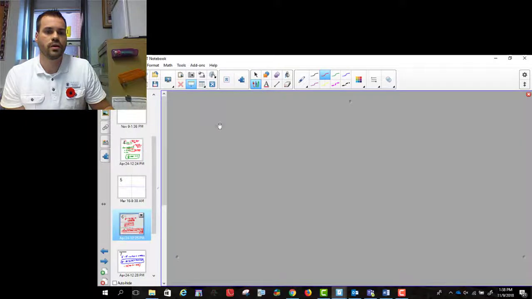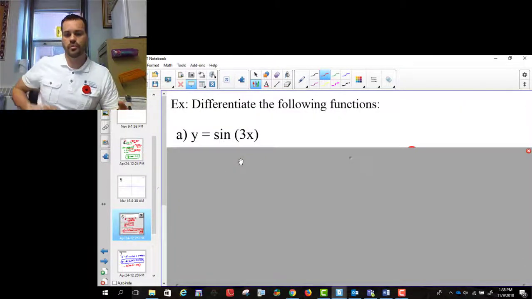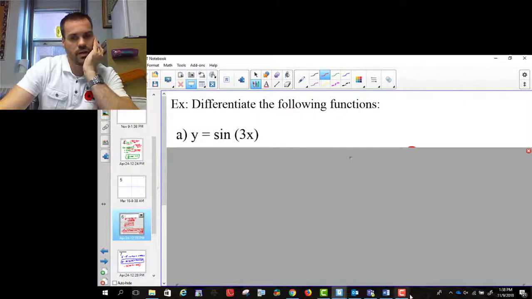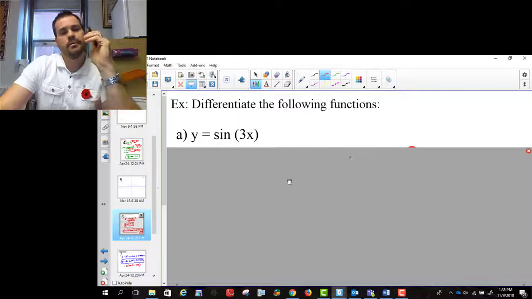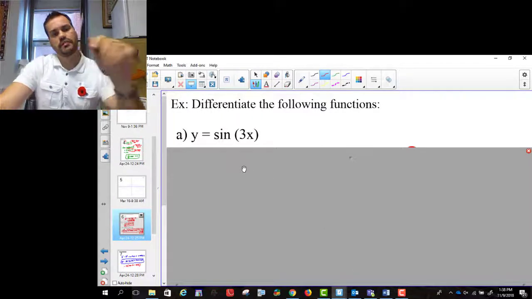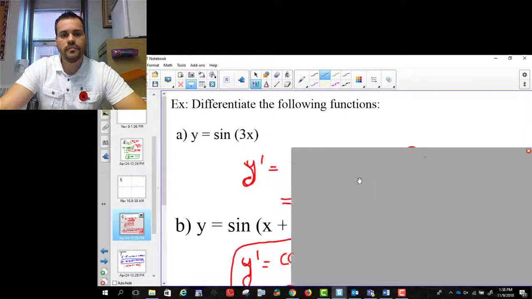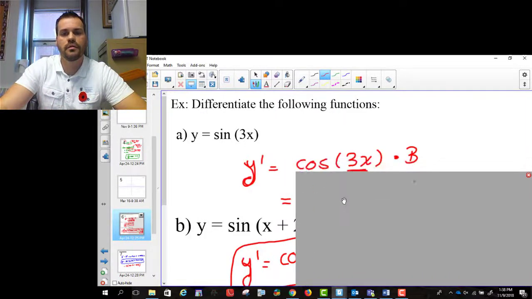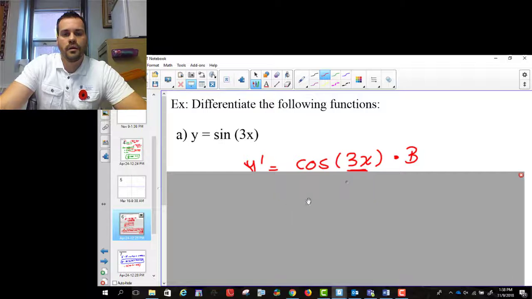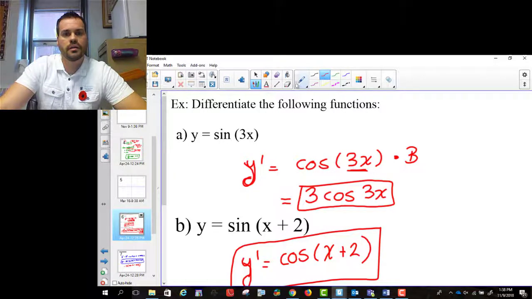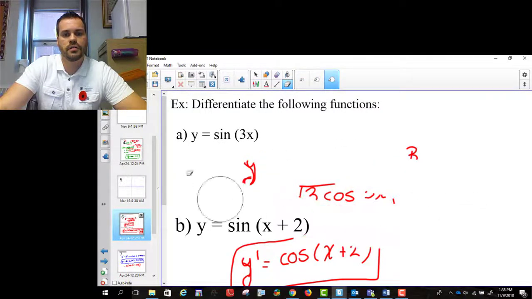So we're going to follow all the rules we used before. So the chain rule and product rule and all those things still apply. But now we have trig functions involved. And so we have y equals sine of 3x. The derivative of sine is cosine. Actually, let me do this. Let's just get rid of all this and we'll do them together.